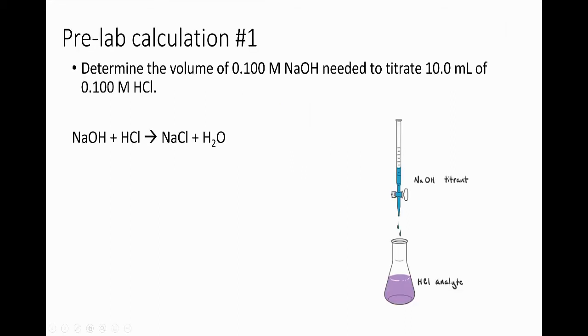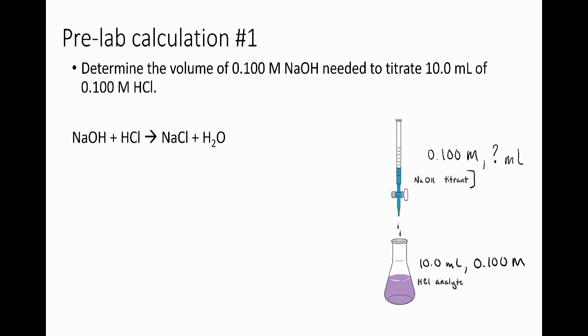All right, so let's do a few little practice calculations to show you how this works. This says determine the volume of 0.100 molar NaOH needed to titrate 10 milliliters of 0.1 molar HCl. So they're telling us our starting conditions for our titration. We are using the base to titrate 10 milliliters of 0.100 molar acid. They tell us that our base has a concentration of 0.100 molar, and they're asking us to find the volume.